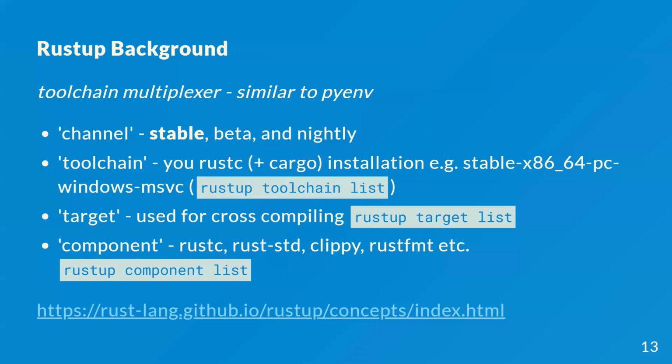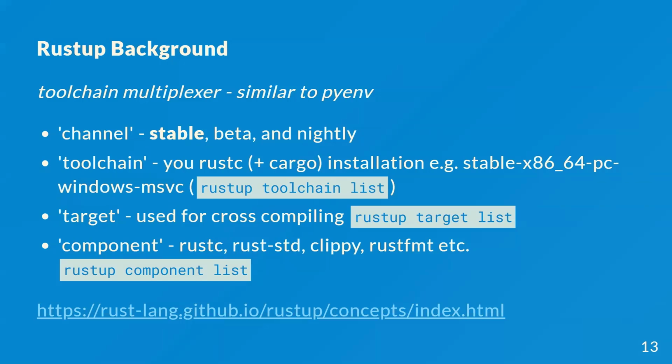The toolchain is what you install, which is specific to your environment. So if you're running on x86, then you would install stable x86, Windows, MSVC. You can see what toolchain you've installed after you've done the RustUp installation with rustup toolchain list.